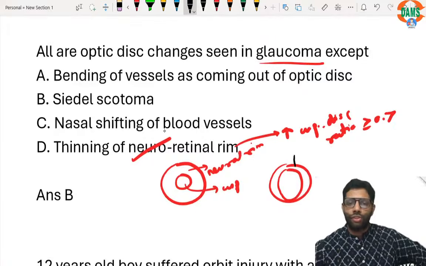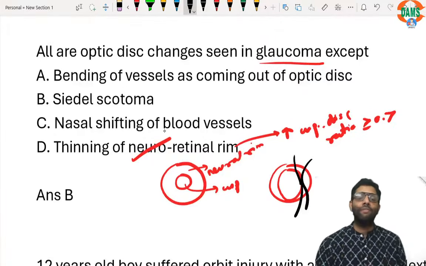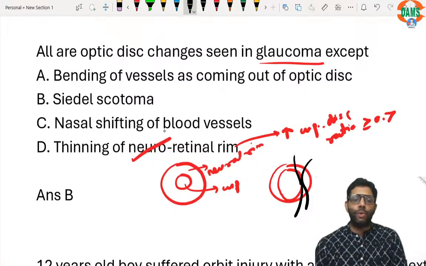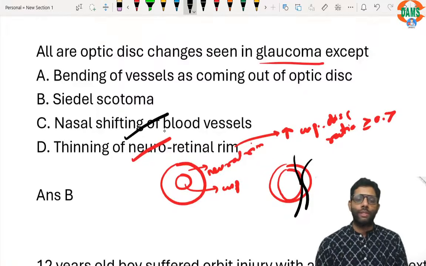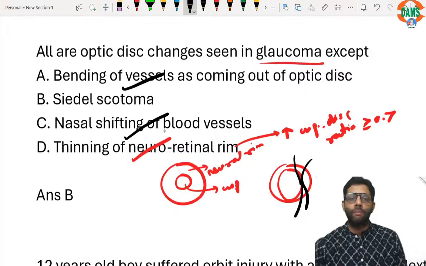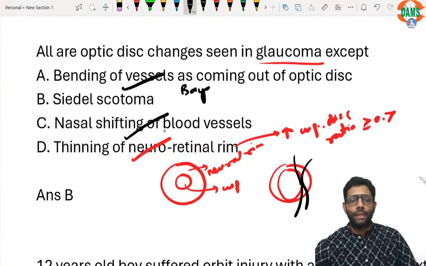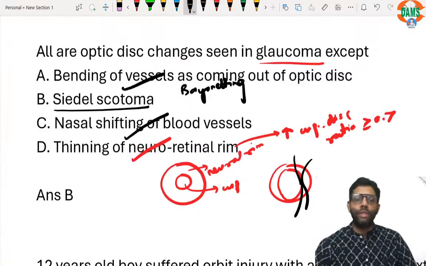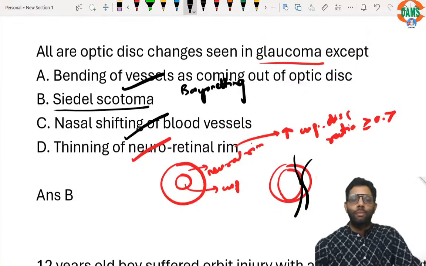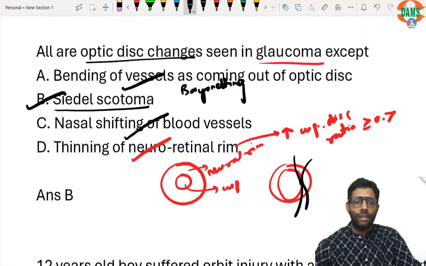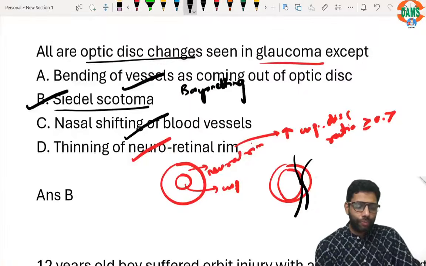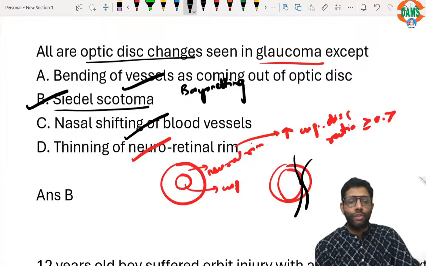Then the vessels are shifted towards the nasal side, because nasally there are radiating fibers of the retina, they attract the vessels towards their side, so there is nasalization of vessels. The vessels are bending and coming out of the optic disc. That sign is known as bayoneting sign. Now seidel scotoma is also seen in glaucoma, yes, but this is not an optic disc change. This is a visual field change, and that is the answer over here.